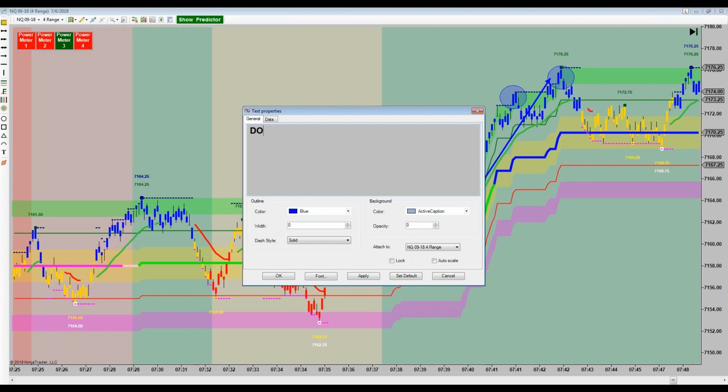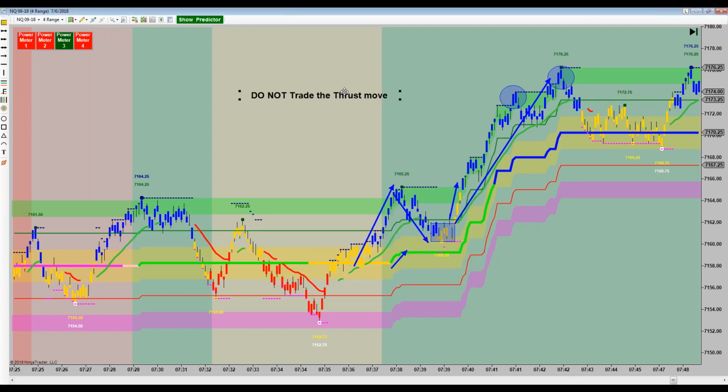I'm going to put it in caps. Do not, I want this to be sort of ingrained into your trading memory. Do not trade, what's the best way to say this? The thrust move. Under any condition. Whether it's long or short. Whether you're going long or short. In other words, in a downtrend, you never sell the thrust move down.